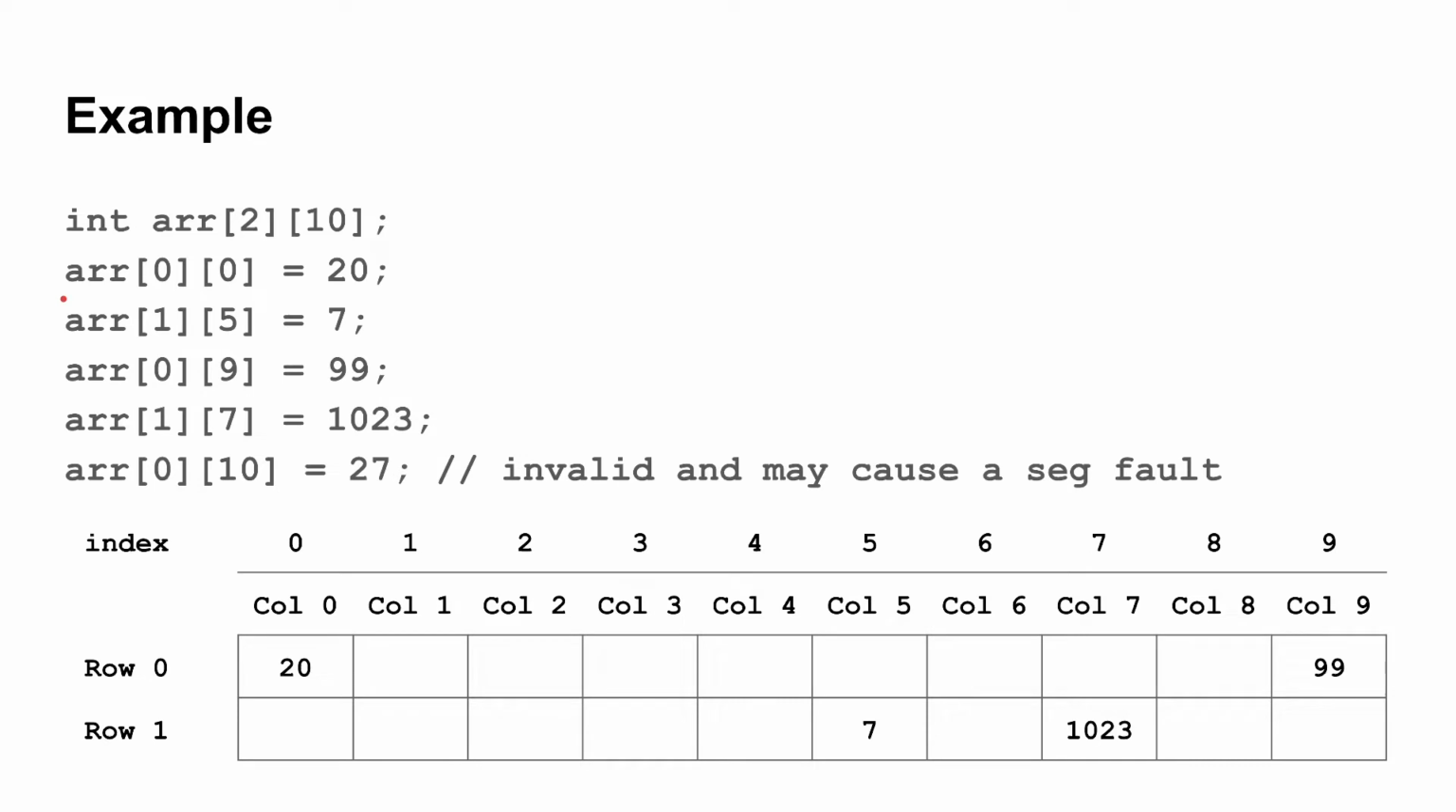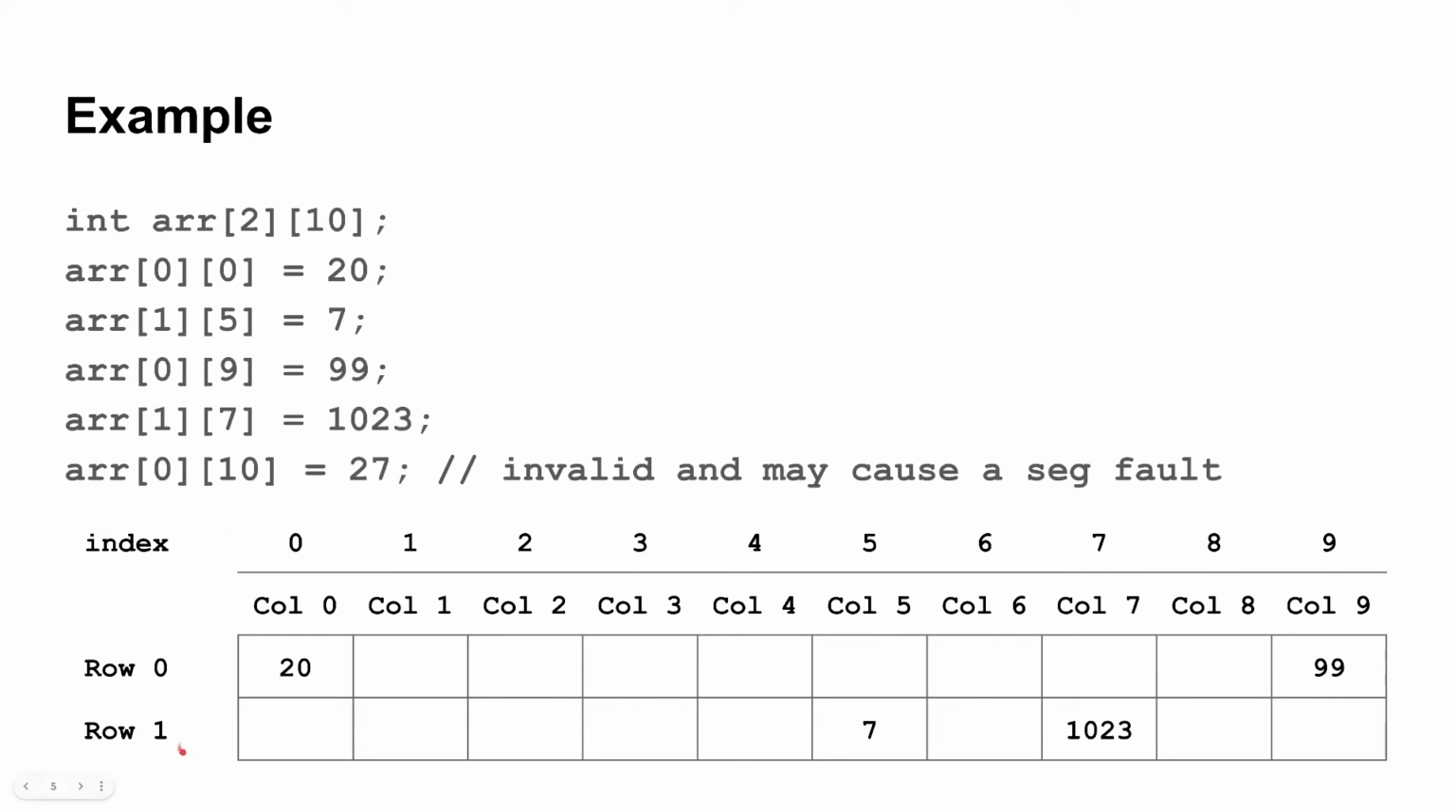When we do something like this, where we say the array at row 0 and column 0, we want to place the element 20. When we come down here, we see that the element 20 gets placed at 0, 0. When we say something like, at the first row in the 5th column, let me place a 7.